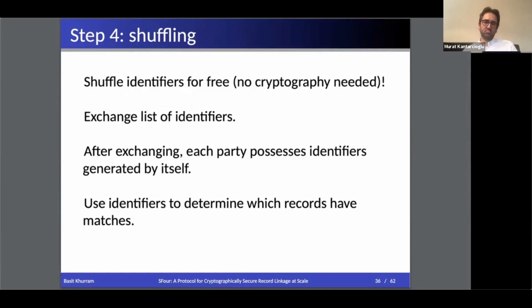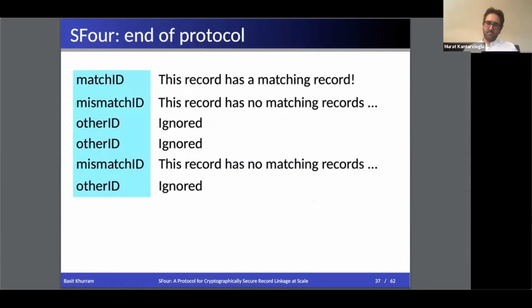But we still need to shuffle the identifiers. Each party can shuffle the identifiers in its list. The identifiers are in plain text. There is no cryptography required here, so this is a fairly quick process. The parties then exchange the list of identifiers. Now, each party possesses a list of identifiers that it generated. The parties can categorize the identifiers by type of identifier and learn which other records have matching records from the received match ID identifiers. Here are the shuffled plaintext identifiers that the blue party received from the red party.